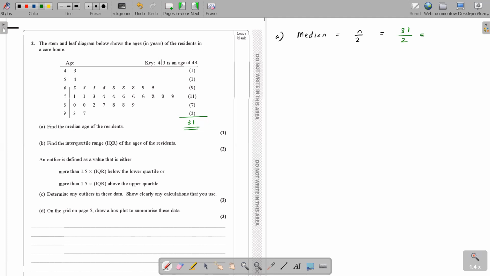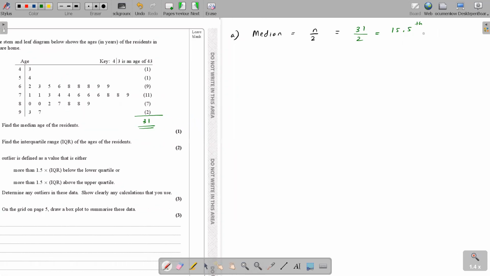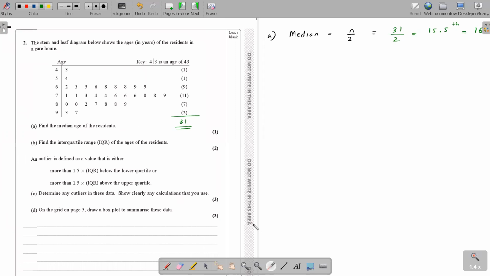15.5. So when you get a decimal answer, what was the rule that they gave in the textbook? The rule is if you get a decimal answer, you must round it up. If it's a whole number, you have to take the mid value of that whole number and the next whole number. So that's the theory in your S1 textbook. So 15.5, you must round it up. So 16th figure. Count the 15th figure. In a stem and leaf diagram, is data ordered or not? It's ordered. You can directly count, children.